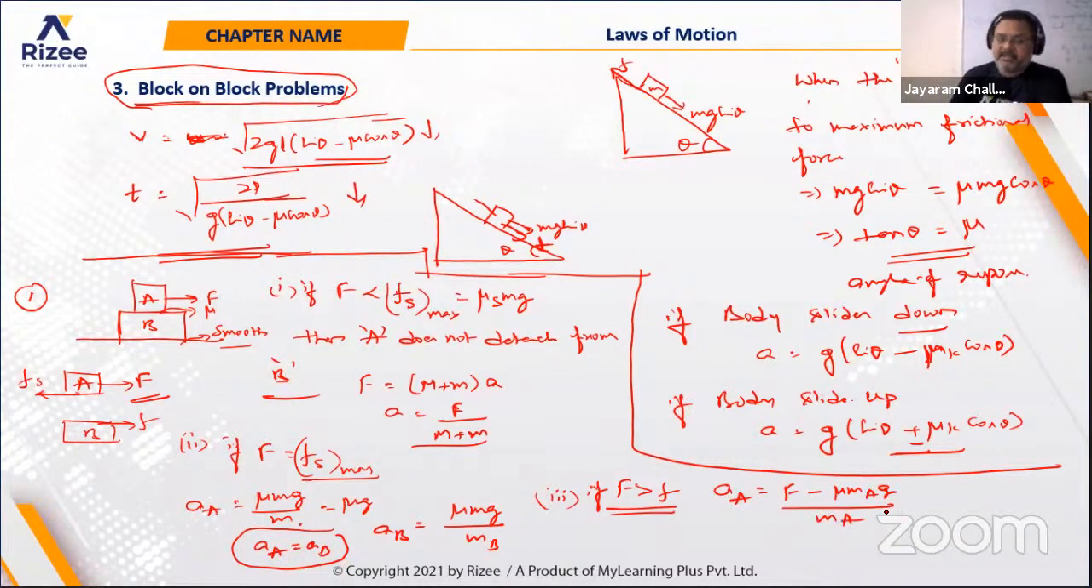On block B, only one force acts, that is the frictional force, which can be written as mu m_A g by the mass of B. So both will be in different senses. This is how you need to separate: draw the block diagrams separately and deal with them separately in these situations.